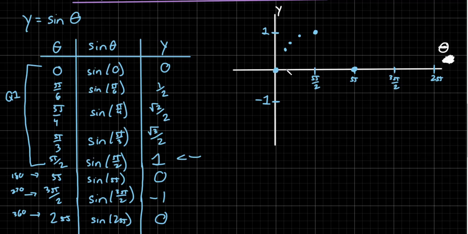pi over 2. Okay, so tell me when to stop. Okay, and should I go up or down? Down. Okay, tell me when to stop. Perfect, right there. Now my last point is at 2 pi, 0. So I'm ending right there.